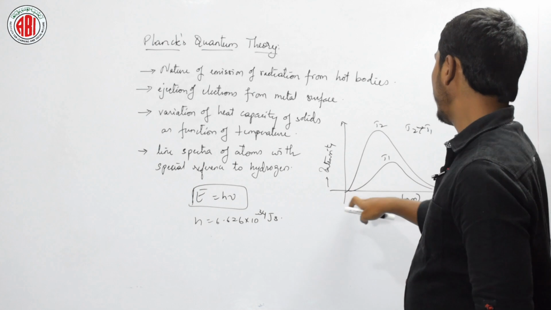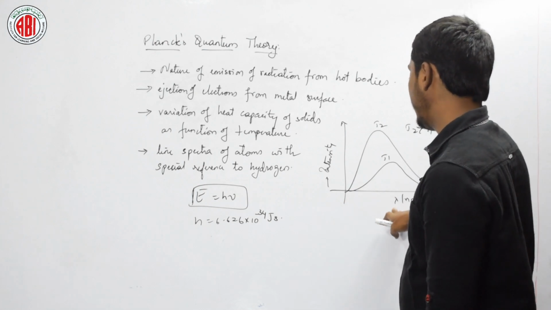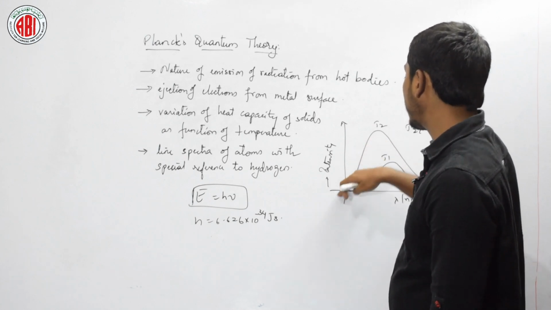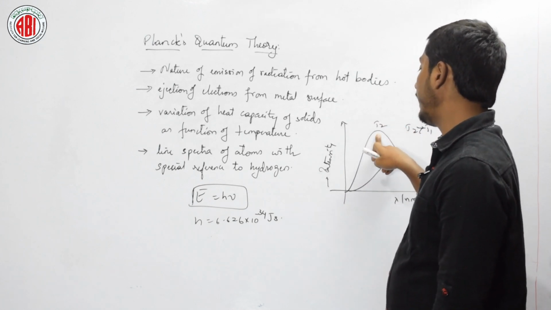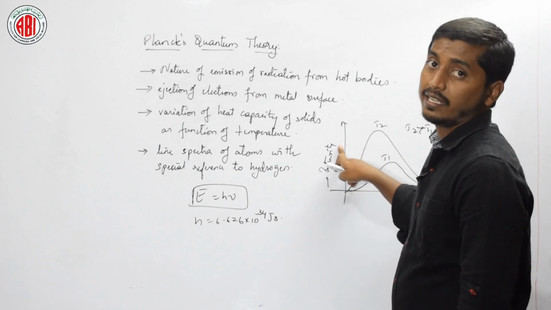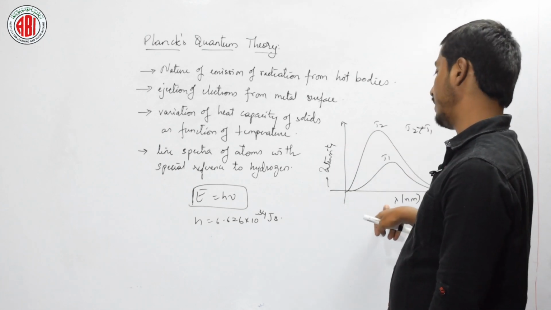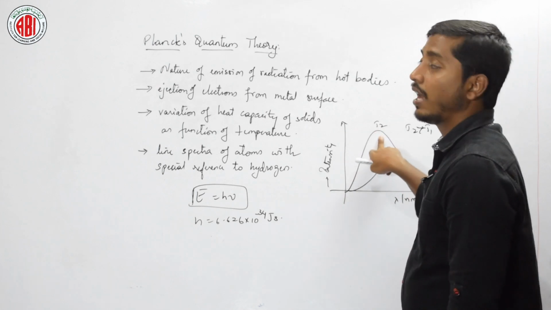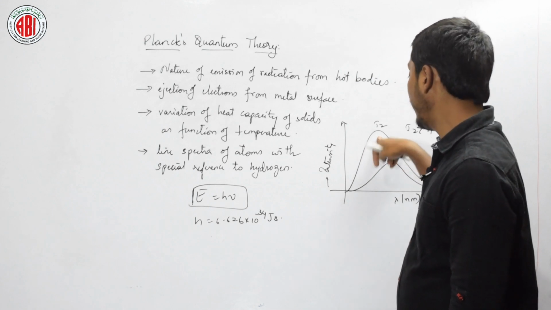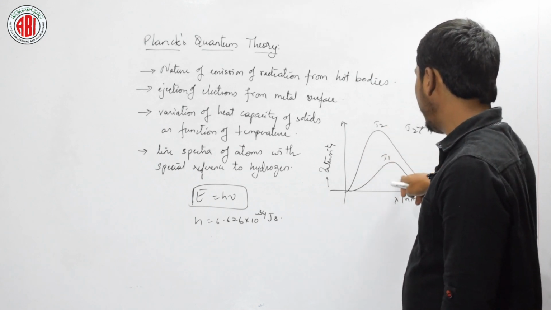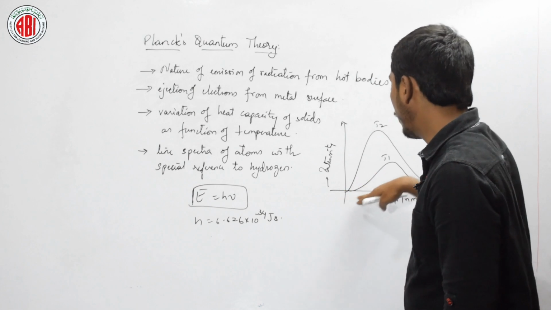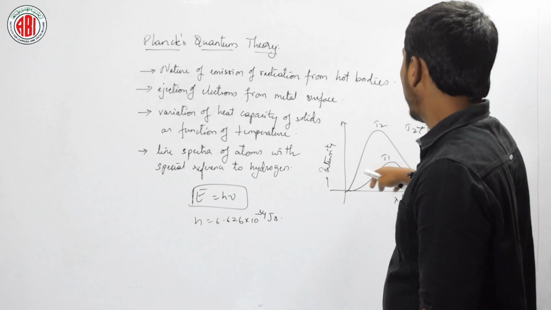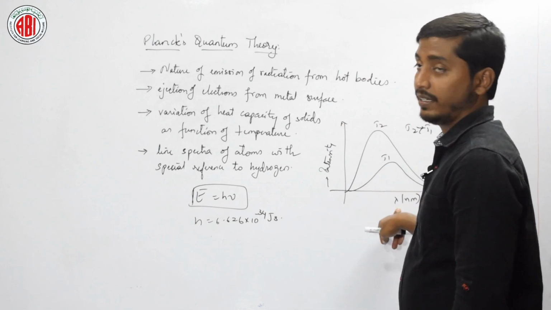You can see here, as lambda increases, for different temperatures the curve changes: for high temperature there is high intensity. For high temperature the intensity is very high, right. Here it is very low compared to this; it increases slowly and cannot reach a higher level of intensity even if the wavelength is increasing, right.